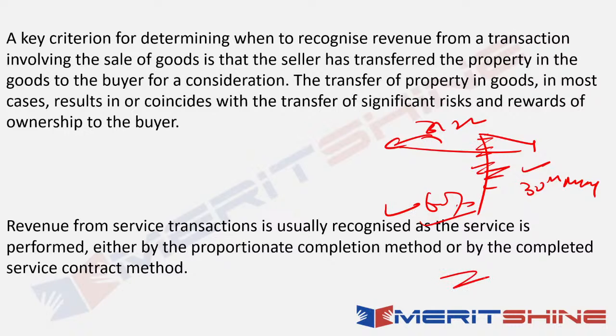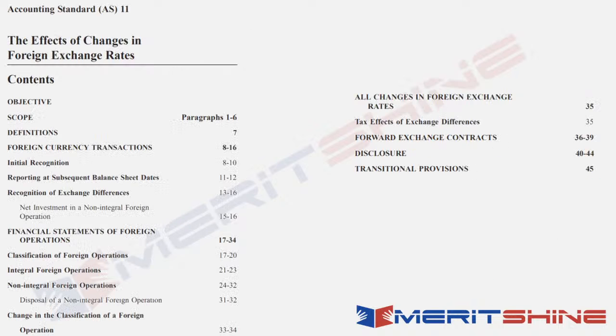That will again come as non-divisible service, because his final word after auditing is what matters. That will happen only when the complete service is done, and hence he should recognize the revenue only in the next year. Okay, this part is understood. That's how you have to read this.